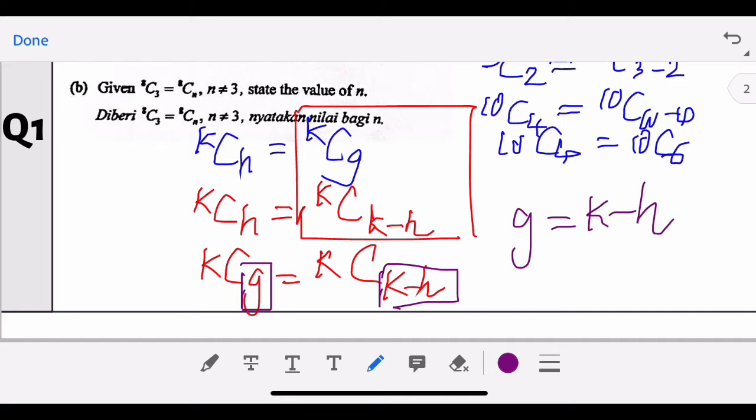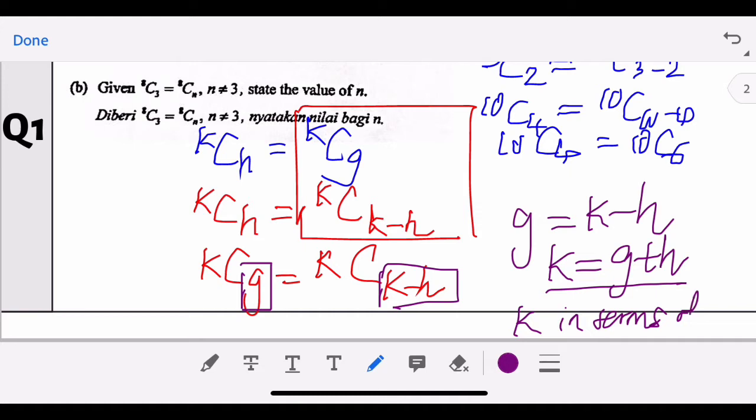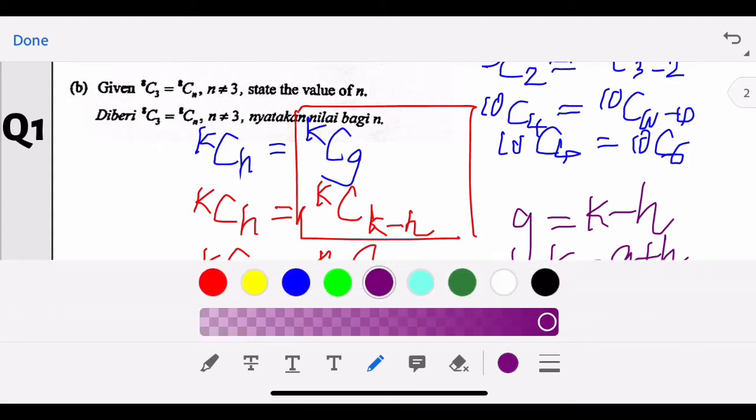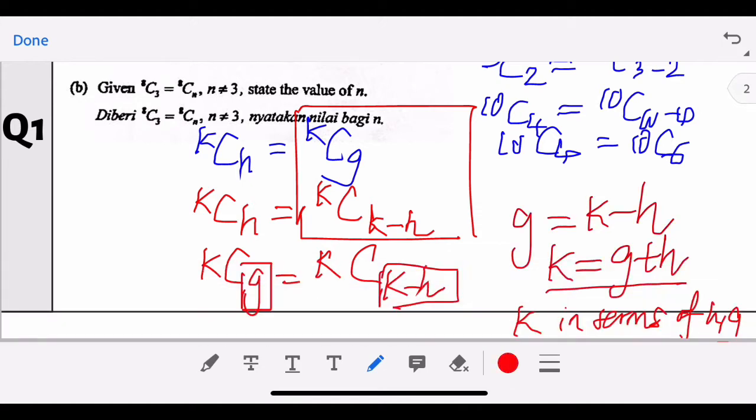Hence we can write K in terms of H. That means make K alone. You don't write 1K, just write K is G plus H. So that is so-called K in terms of H. Understand? This one is just an application of the formula for NCR equal to NC(N minus R).